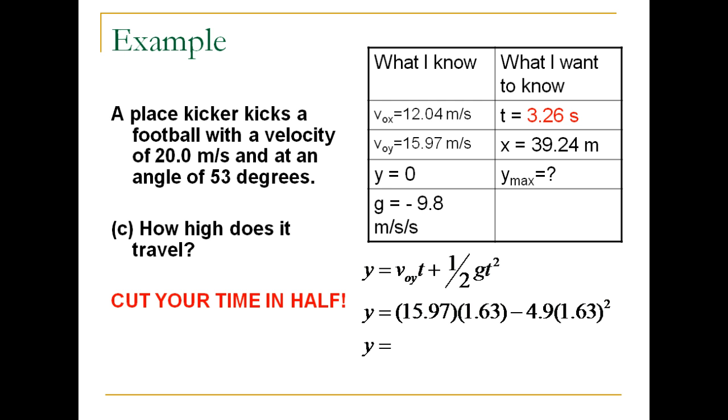Our displacement in the y direction is equal to initial velocity times time plus 1/2 gravity times time squared. In this case, our displacement in the y direction is not 0, because we want to know the maximum height. So we plug in our information. Our initial velocity in the y direction is 15.97 times 1.63 minus 4.9 times 1.63 squared. And if you do all the math on that and work it out, you should have gotten that your maximum height was 13.01 meters.